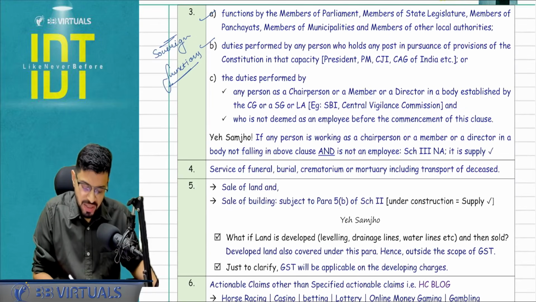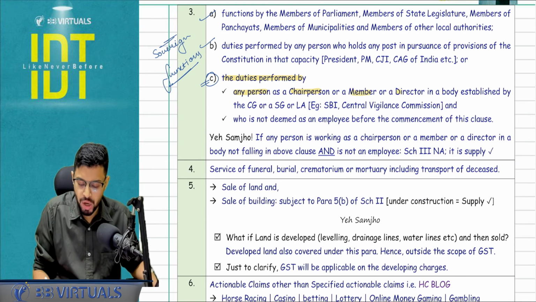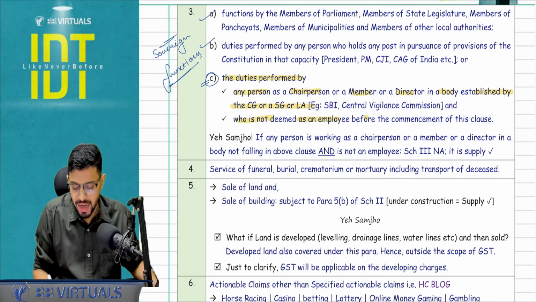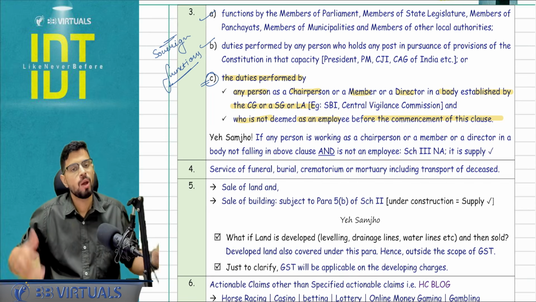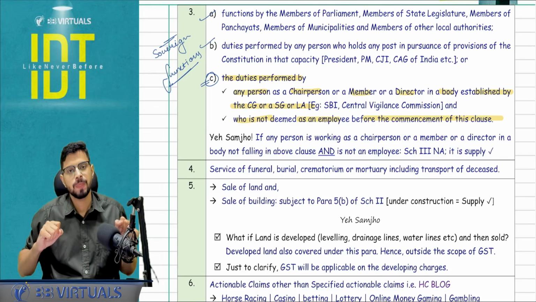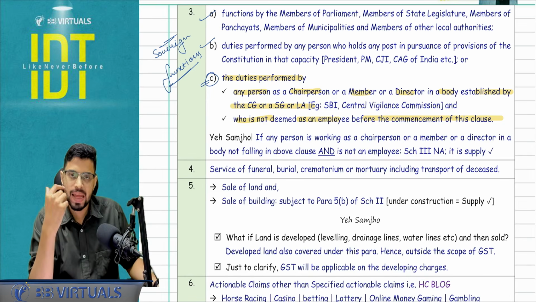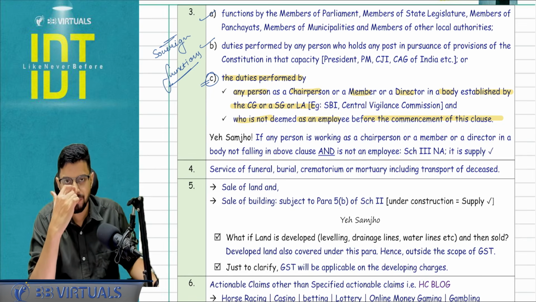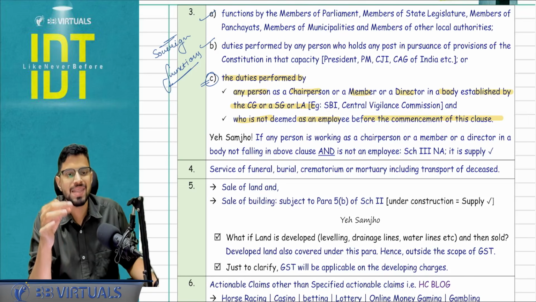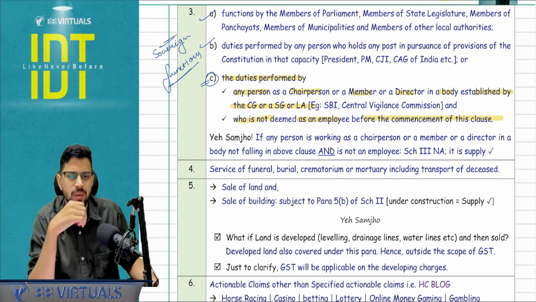Then next one, understand properly clause number C. The duties performed by any person as a chairperson, member, or director in a body established by government and not deemed as an employee before commencement of this clause. What is the meaning of this? There is a body established by government. Which government? Any government, central, state, or local. Example, Central Vigilance Commission. Now it is a question of fact whether it is a body established by government or not. It is a question of fact, not a law.